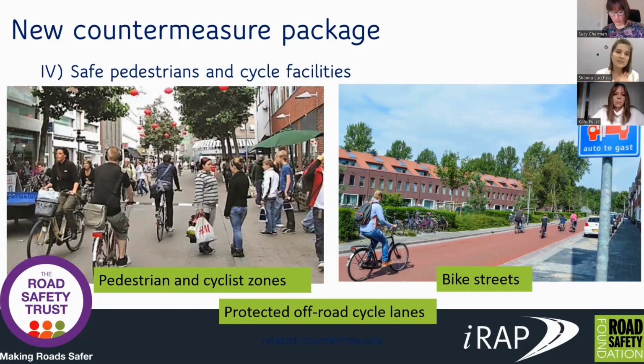We also added the protected off-road cycle lane countermeasures to recommend the implementation of protection barriers on the side of new cycling facilities on high-speed roads. So we will continue to have the on-road and off-road types of countermeasures. But for very high-speed roads, we now recommend the protected off-road cycle lane. Next one, please.